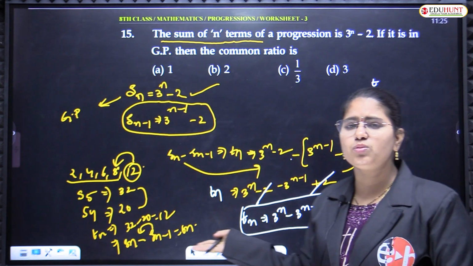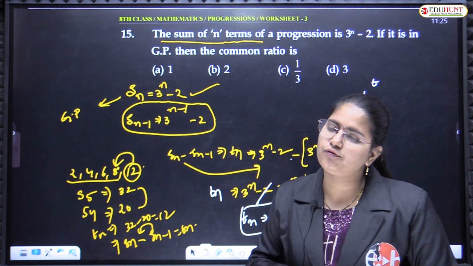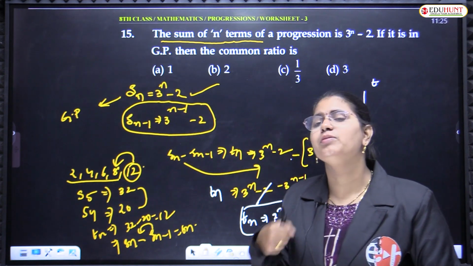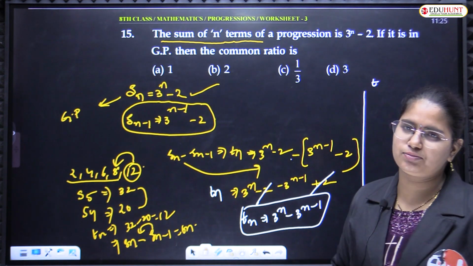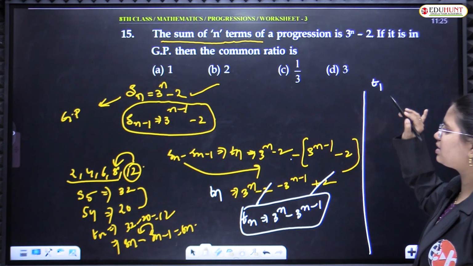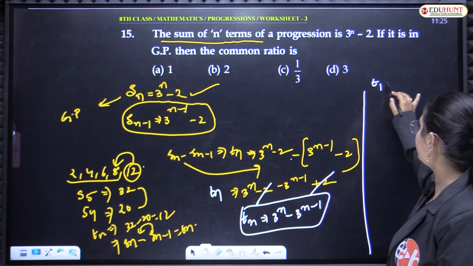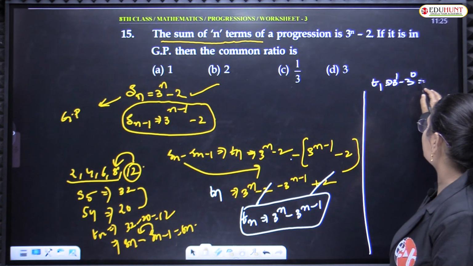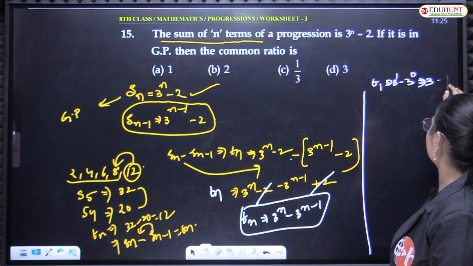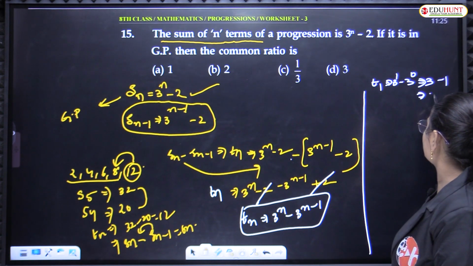If you have the nth term of a progression, you can simply find out as many terms as you want. It is very easy. What you are going to do? In the place of n, you will substitute 1. Suppose I want to find the first term, T1. T1 is 3 power of 1 minus 3 power of (1-1), which is 3 power of 0. 3 power of 1 is 3, and anything raised to the power of 0 is 1. So, 3 minus 1 is 2.